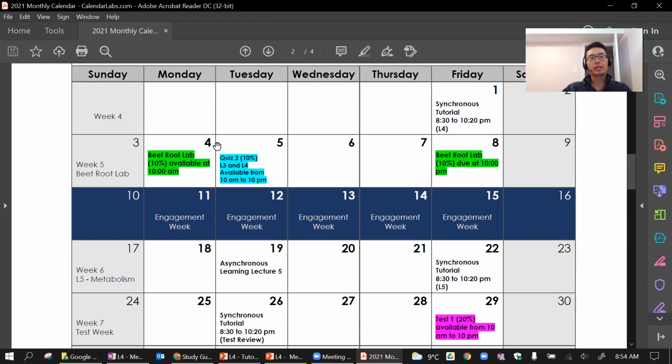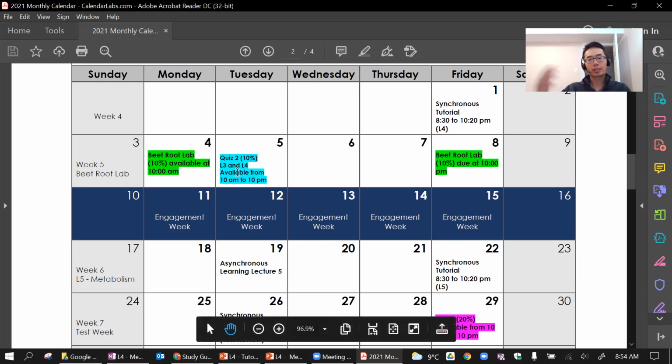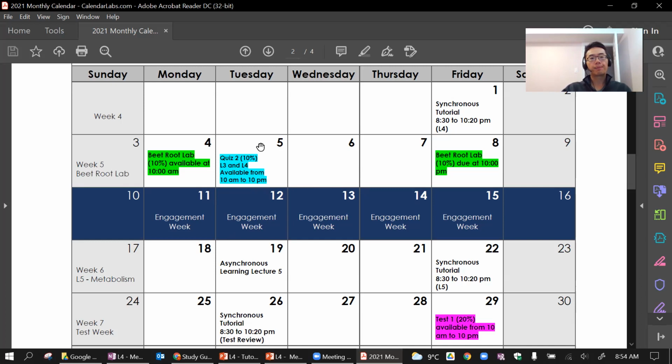So what you want to do is your Beetroot lab, which is 10% of your final grade. So that's quite a bit, right? And you also want to study for your quiz number 2. Quiz number 2 is exactly like quiz 1 in format. There's going to be multiple choice, multi-select, and some application questions. I will post the details after class. It will be on eCentennial and it will be available from 10 a.m. to 10 p.m., just like last time. All right.